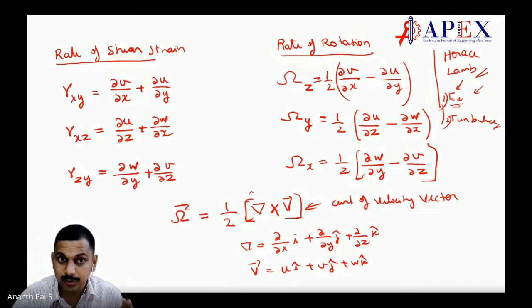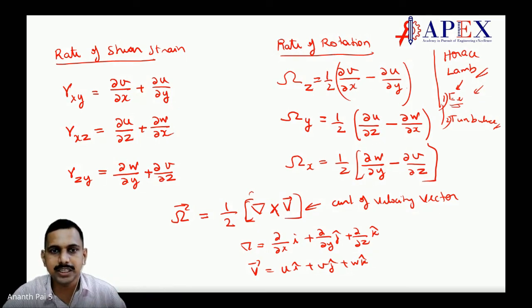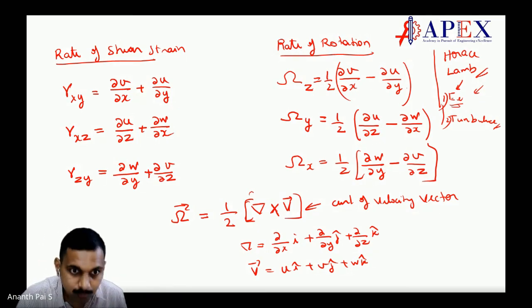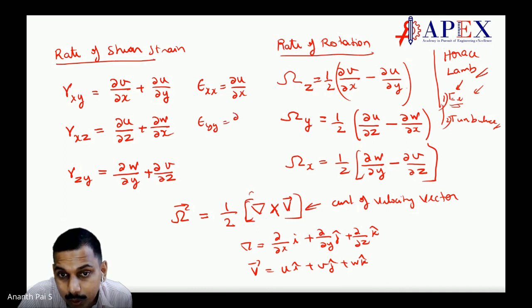So what we have done today: linear strain and angular strain. What was linear strain, students? Linear strain was simple. If I put linear strain, e_xx, what was e_xx? Dou u by dou x. What is e_yy? It would be dou v by dou y. What is e_zz?